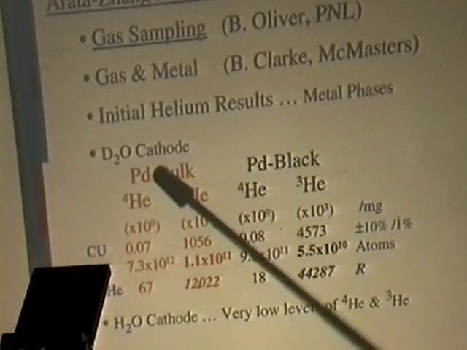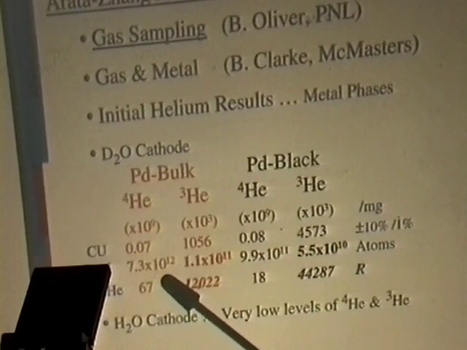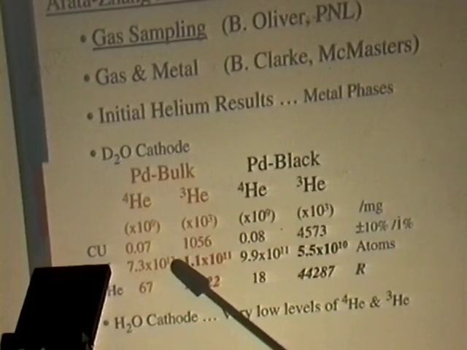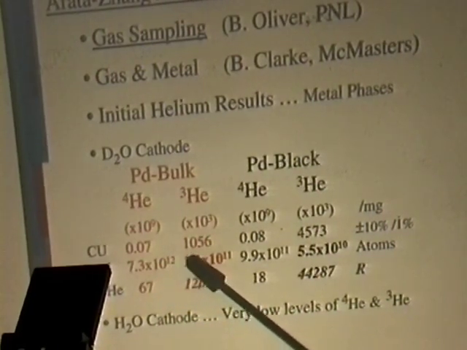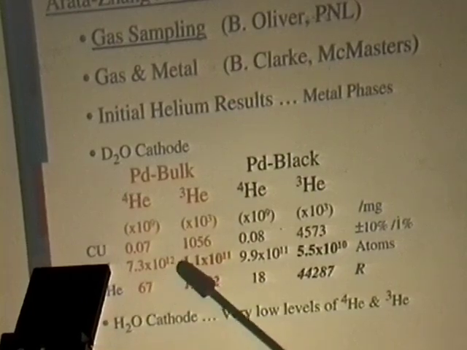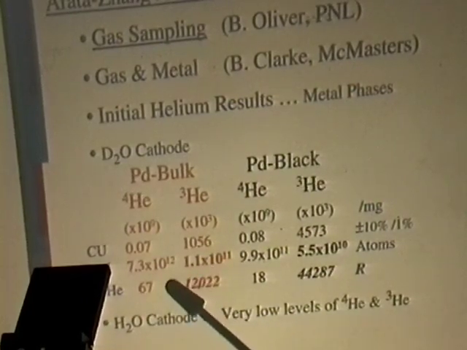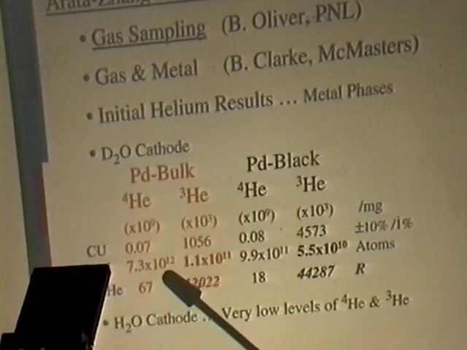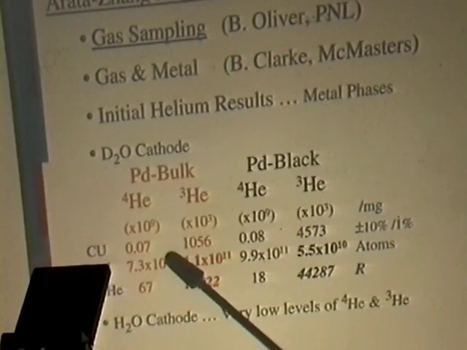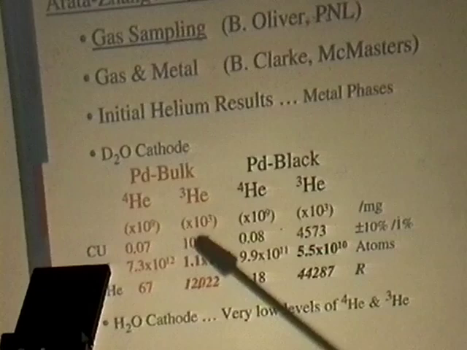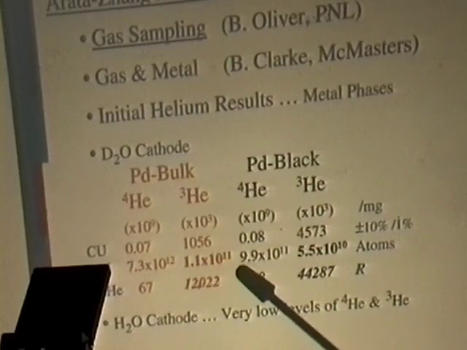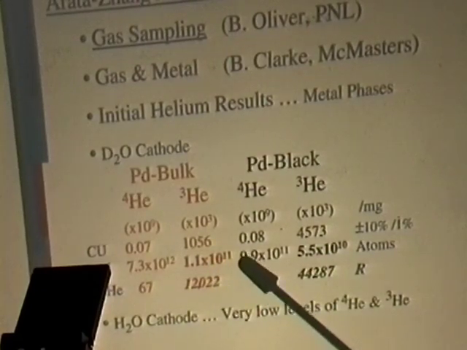But if we look at helium-4, we take a sample of the bulk metal submitted for analysis. In fact, we've taken many samples for analysis. We find something like 7.3 times 10 to the 12th atoms of helium-4 in the total volume of the cathode. We find 1.1 times 10 to the 11th helium-3 atoms in the total volume of the cathode.